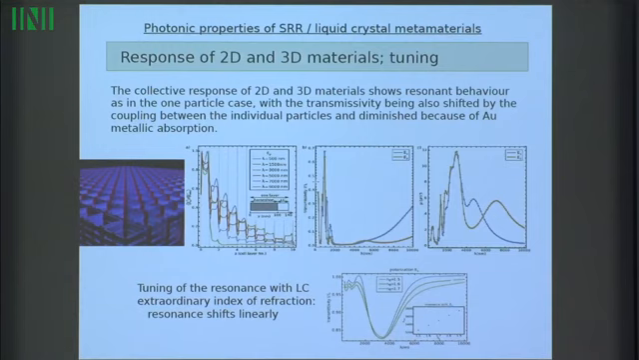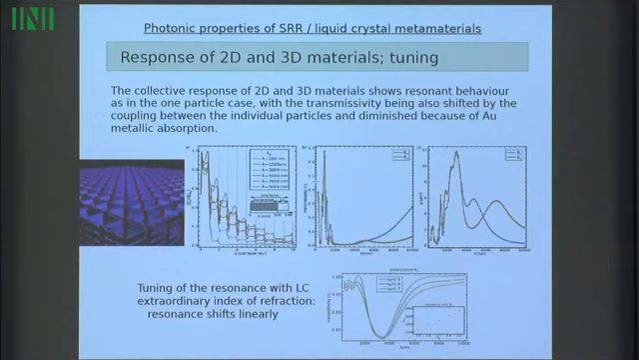Yeah, well, what happens for 2D and 3D materials, such materials, is two things. We still do get resonant behavior. However, because of the higher density of absorptive gold we have in our system, we get much higher levels of absorption. For instance, here, around here, we only get a maximum of 20%. And also these resonances do move a little because of the coupling between the individual particles.